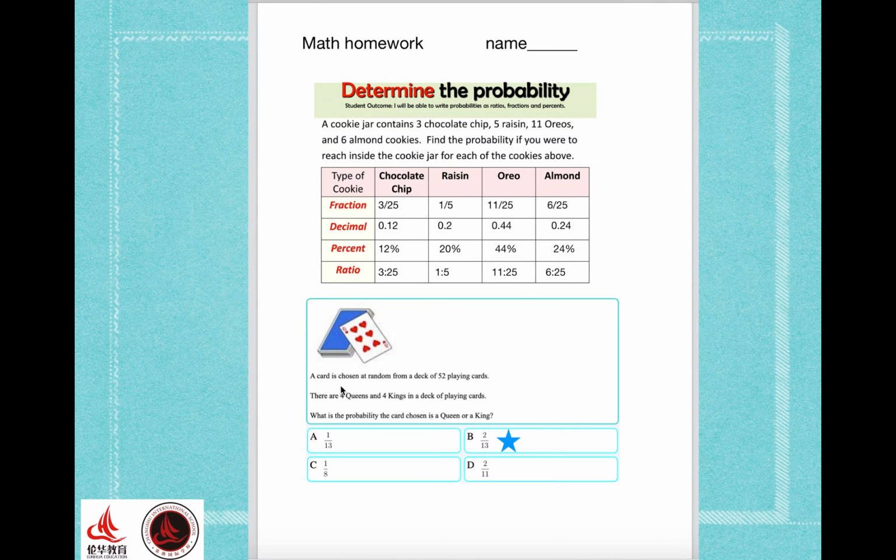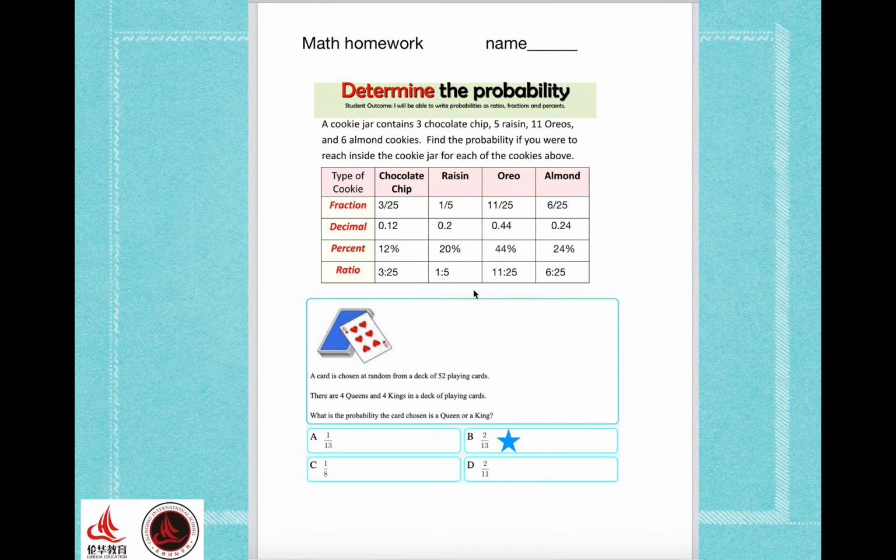Now a card is chosen at random from a deck of 52 playing cards. There are 4 queens and 4 kings in the deck. What is the probability the card chosen is a queen or a king? We add 4 plus 4, so we have 8 possible outcomes. We write 8 over 52, simplify, and get 2 over 13. This is the answer.